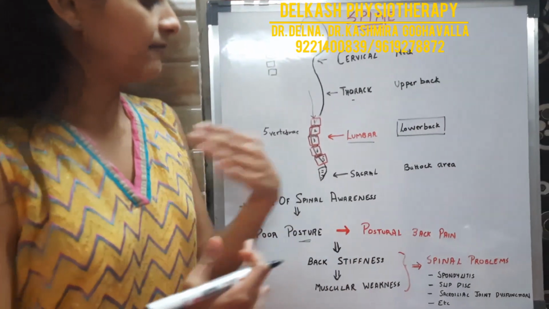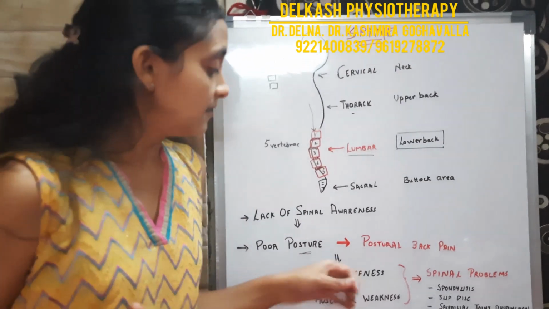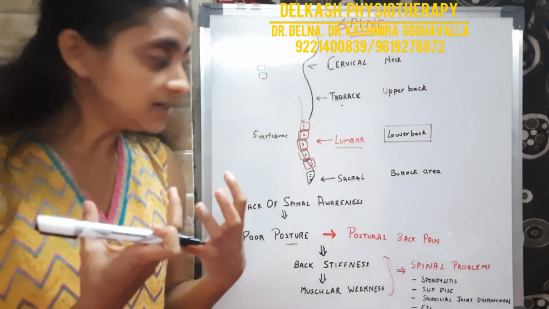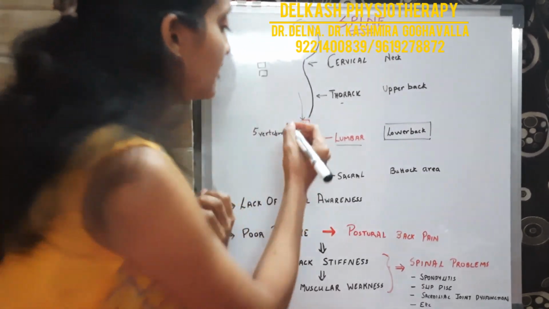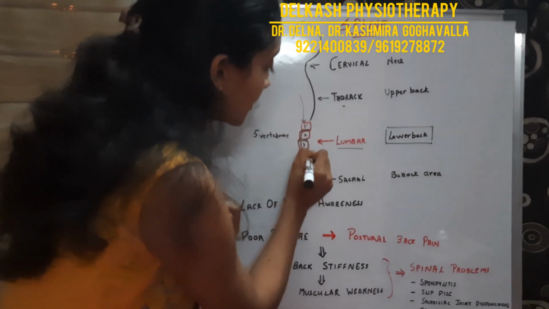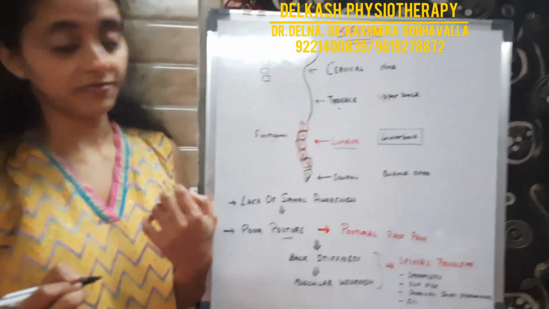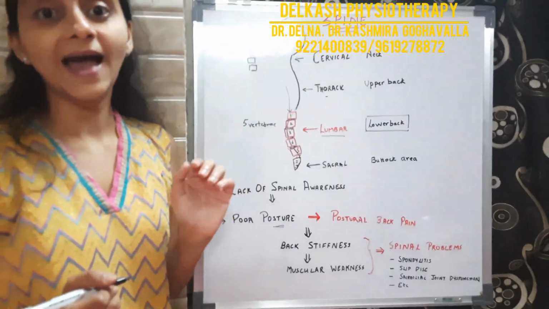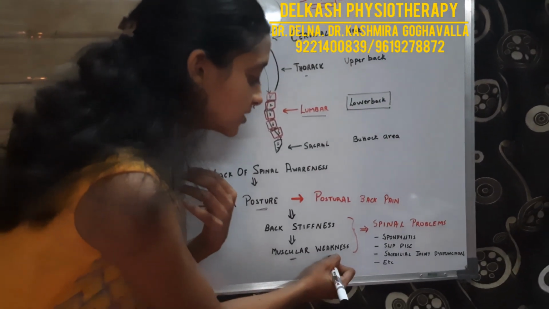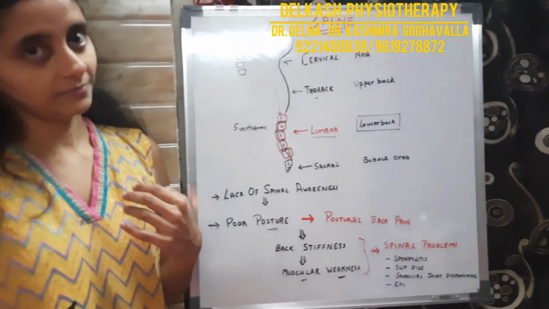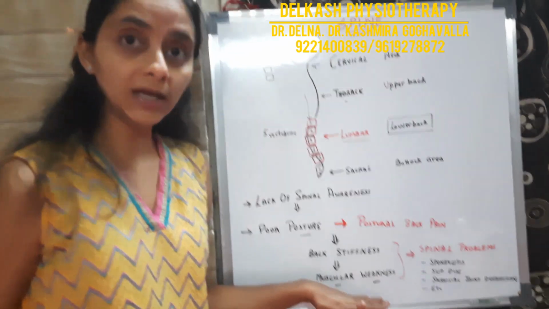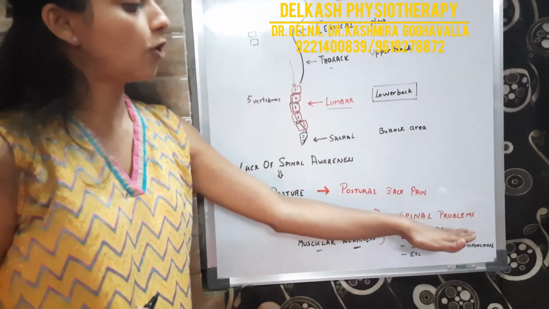We avoid this and go on and on with our routine, and then this finally leads to back stiffness. That is, the back joints start becoming stiff. There is increased stiffness in between these vertebral bones, and when they become stiff, there is lack of movement. Lack of movement will give you further muscular weakness of the back muscles.